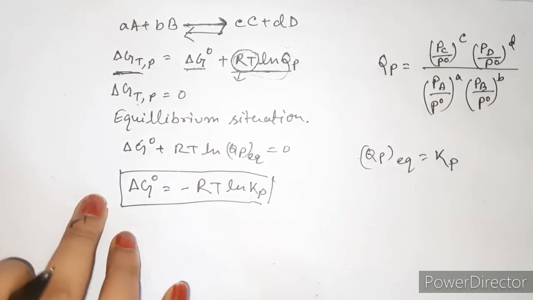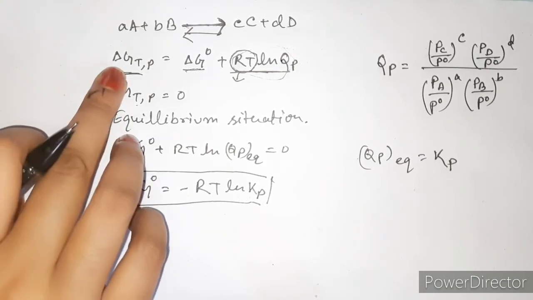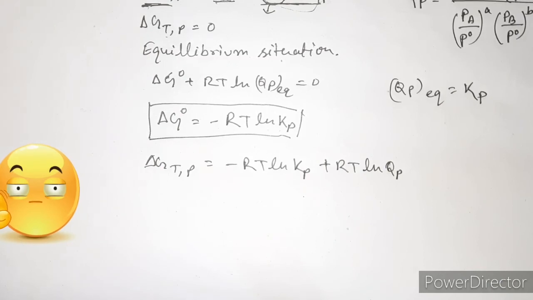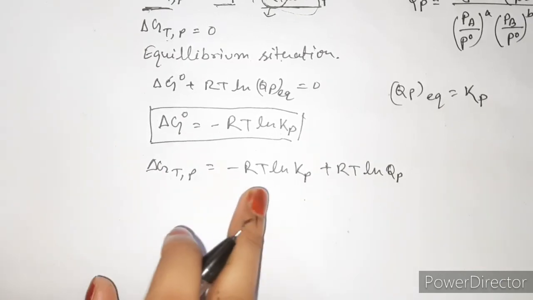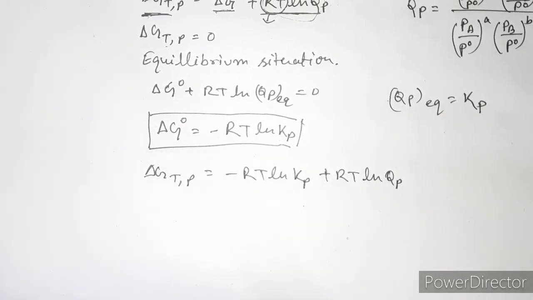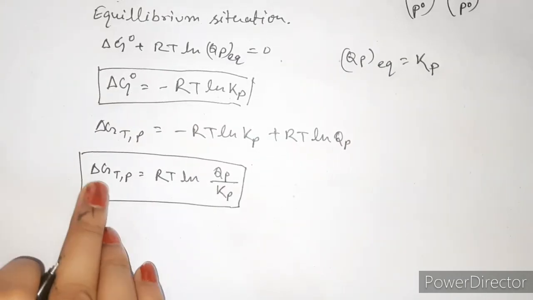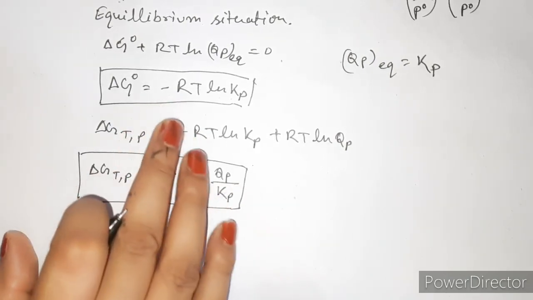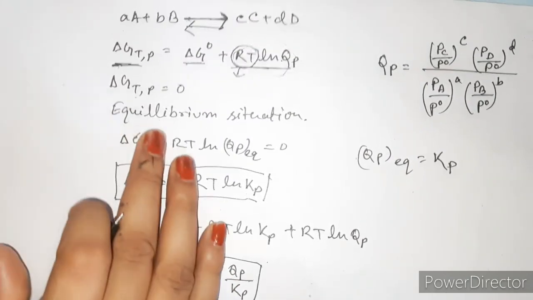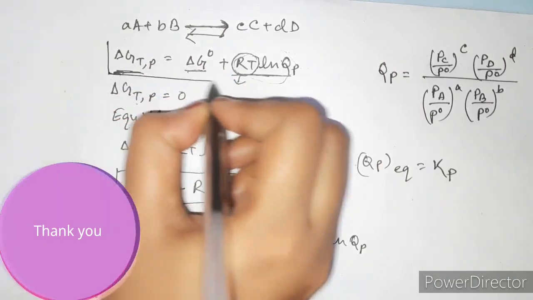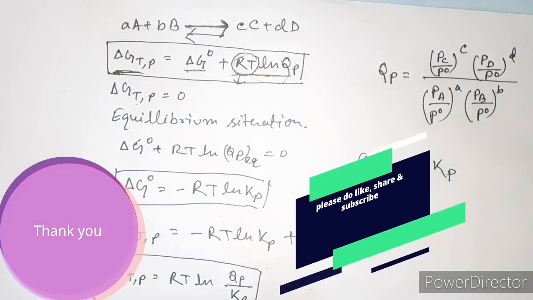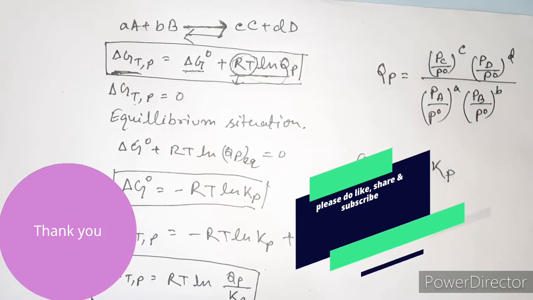By putting the value of del G0 in this equation, you get that del G is equal to minus RT ln Kp plus RT ln Qp. This means that del G is equal to RT ln Qp by Kp. But the main form of the Van 't Hoff equation is that del G is equal to del G0 plus RT ln Qp. This is the main form of the Van 't Hoff equation.